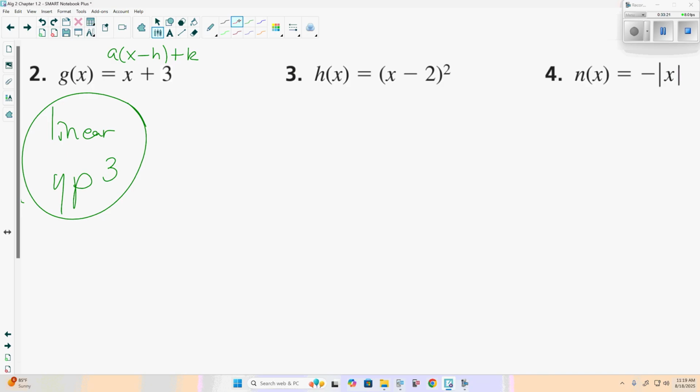Number 3, f of x equals parentheses x minus 2, close parentheses, squared. Linear, quadratic, absolute value. Quadratic. It is a quadratic function, and we know because of the square.